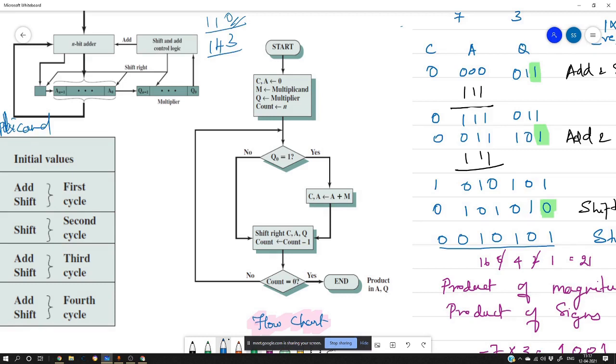So when we try to multiply manually, what we did, we have just taken a bit from the multiplier and checked whether it is 0 or 1. So we're going to have the multiplier put in Q. And this count is going to tell us how many number of times we need to do the multiplication operation. So it depends on the number of bits that the multiplier and the multiplicand have. So if the multiplier has n bits, then you're going to have n number of multiplications done.